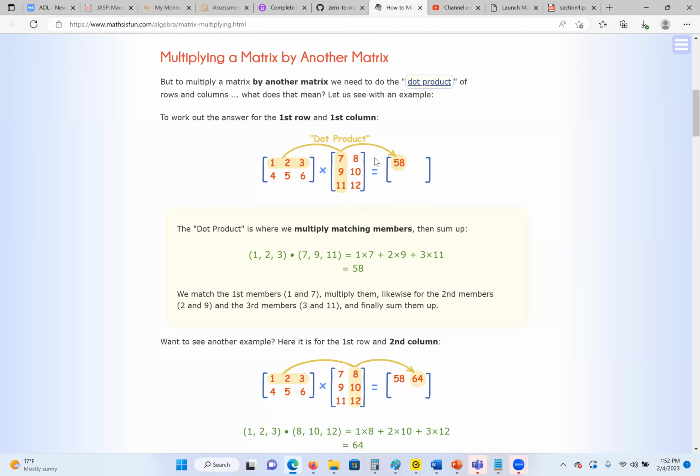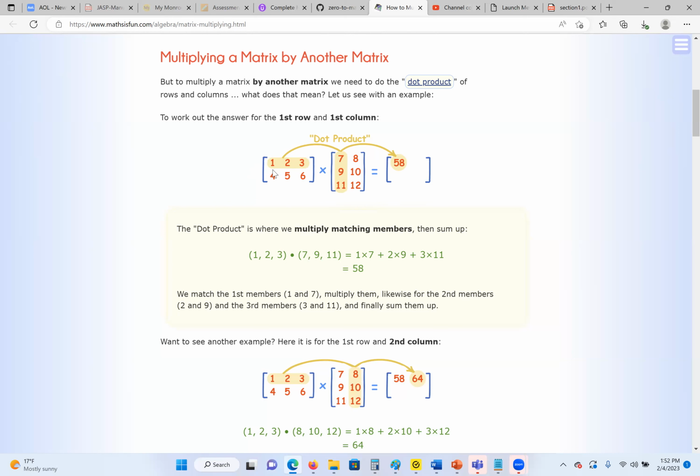I will take the first. Now, the position of the value tells us which row and column we multiply. So you can see 58 is in where? The first row and the first column. Why? Because we multiply the first row with the first column.